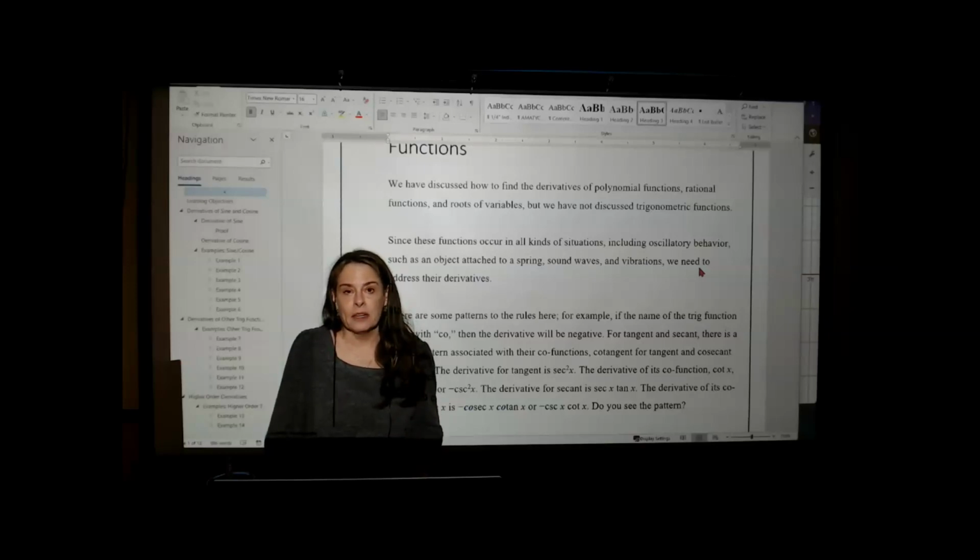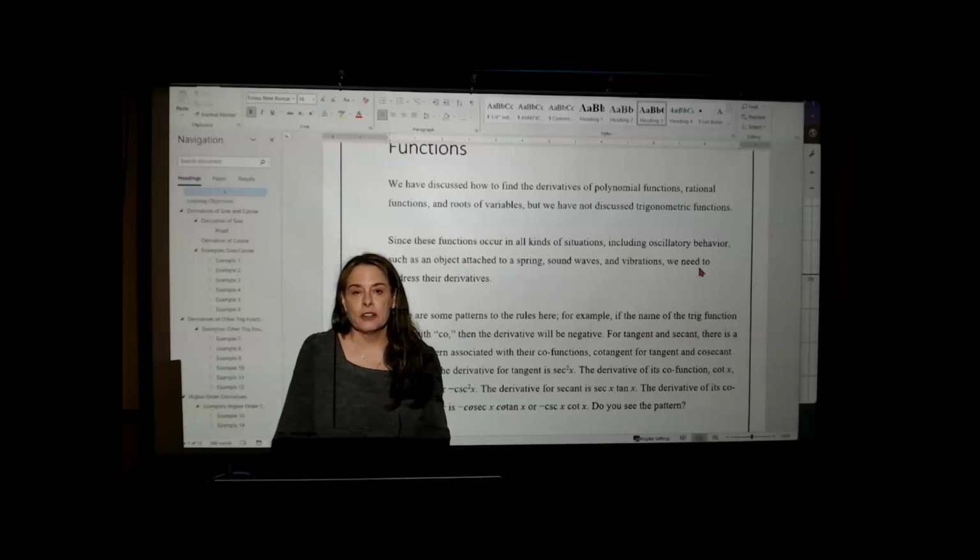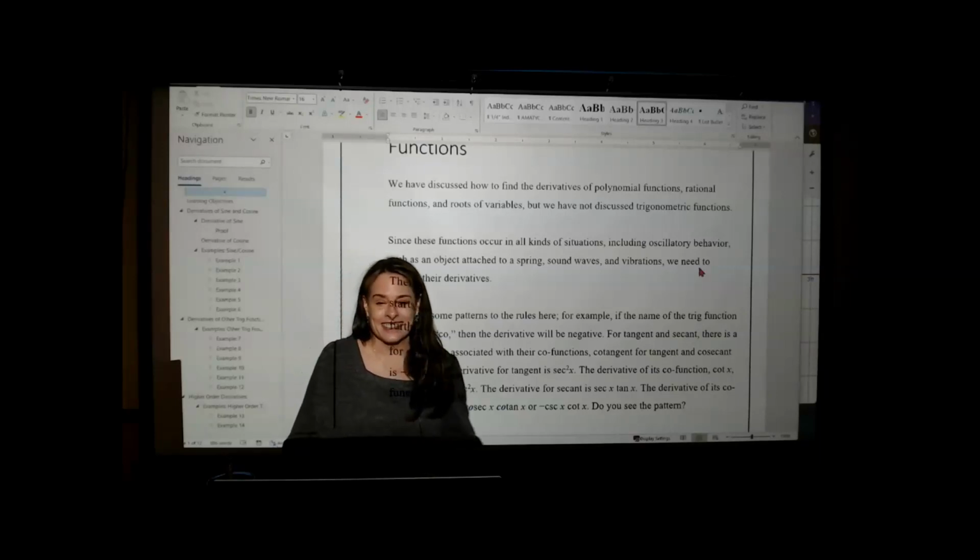There are some patterns like this to help you memorize these, but in fact, you're just going to have to memorize them. These are not things I'll allow you to write down on a formula sheet. You need to know these and know them well because they come up frequently in calculus. Let me share my screen and we'll get started.